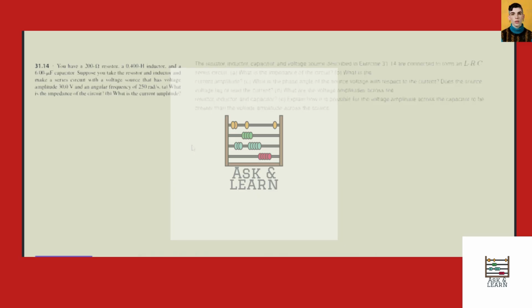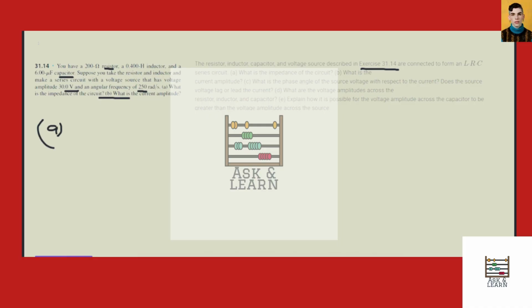All right. So for this problem, we are looking at exercise 31.14, which is over here. So we utilize the values in this problem, the resistor, the inductor, and the capacitor, and also the source. So for part A, we want to find out the impedance of the circuit.